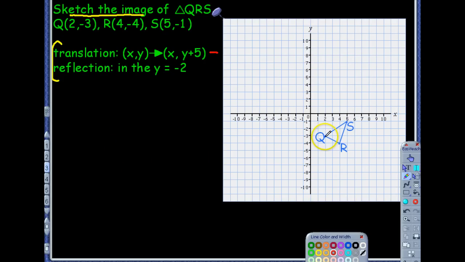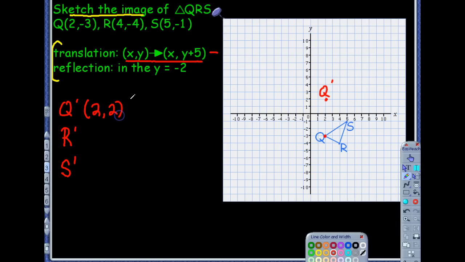Sounds good. So if I wanted to translate, let's start with point Q. They give you coordinate notation here, so what would I have to do? I noticed that the x value is not changing, so it's not moving right or left at all. It is just moving up 5. So I'm going to take Q and go up 5, which puts my point at (2, 2). That's Q prime.